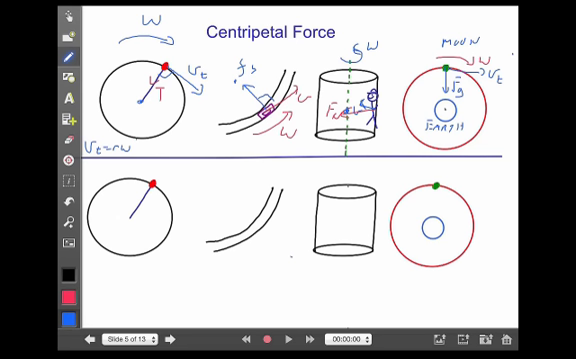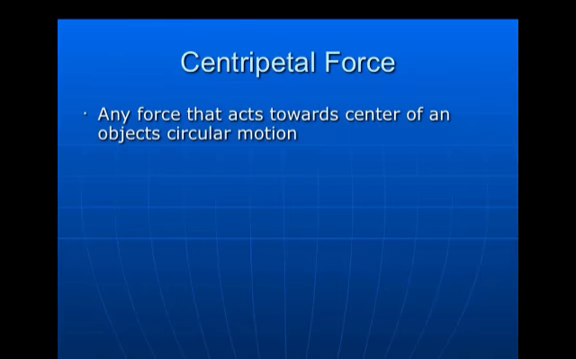So this must have to do with something that we'll label Fc, or the centripetal force. The centripetal force is defined as any force that acts towards the center of an object's circular motion. The word centripetal itself actually means center-seeking. And it turns out you cannot have circular motion without a centripetal force. You cannot have one without the other. So that's the other interesting thing.